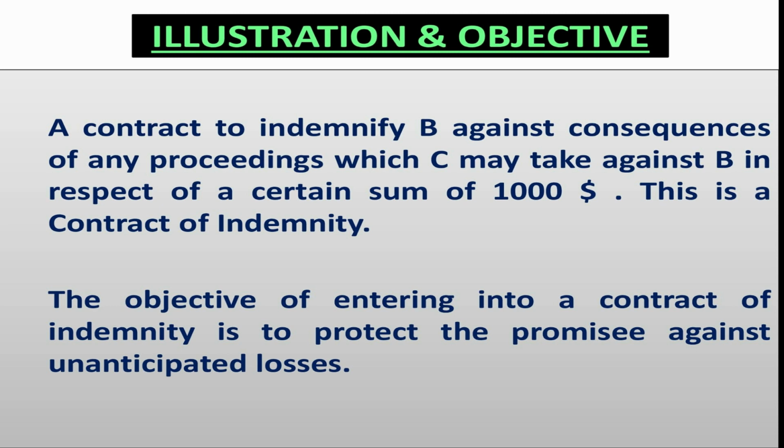Section 124 deals with one particular kind of indemnity which arises from a promise made by an indemnifier to save the indemnified from the loss caused to him by the conduct of the indemnifier himself or by the conduct of any other person, but doesn't deal with those classes of cases where the indemnity arises from the loss caused by events or accidents which do not depend upon the conduct of the indemnifier or any other person. The objective of entering into a contract of indemnity is to protect the promisee against unanticipated losses.